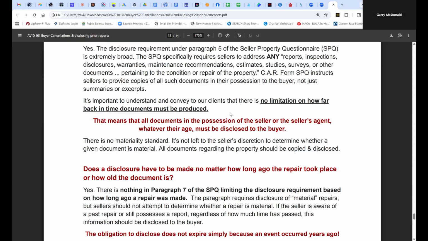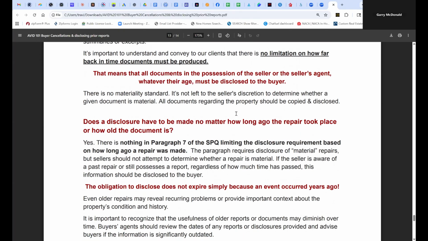It's important to understand and convey to our clients that there is no limitation on how far back in time documents must be produced. That means that all documents in possession of the seller or the seller's agent, whatever their age, must be disclosed to the buyer. There is no materiality standard. It's not left to the seller's discretion to determine whether a document given is material. All documents regarding the property should be copied and disclosed.